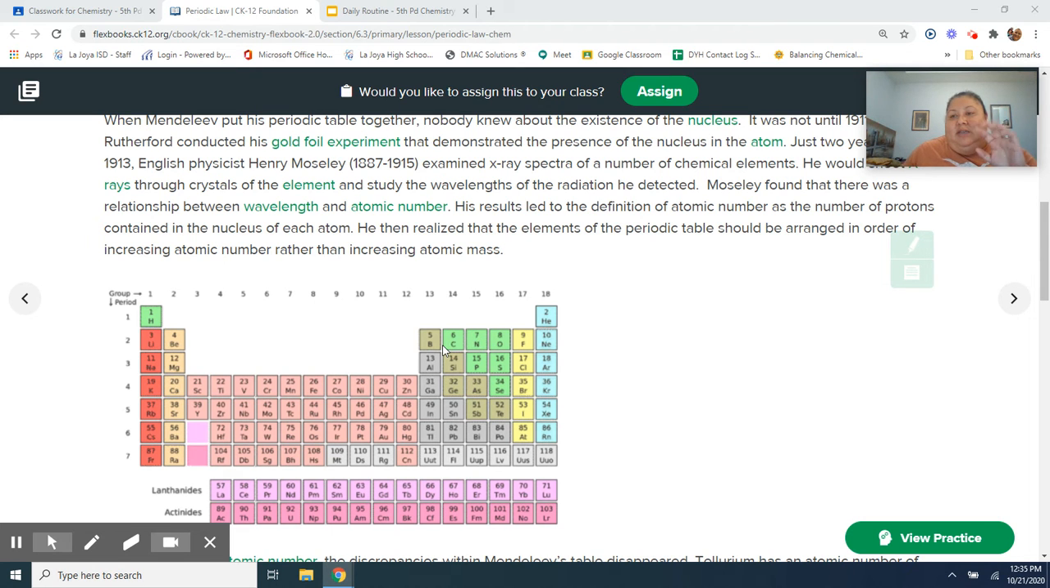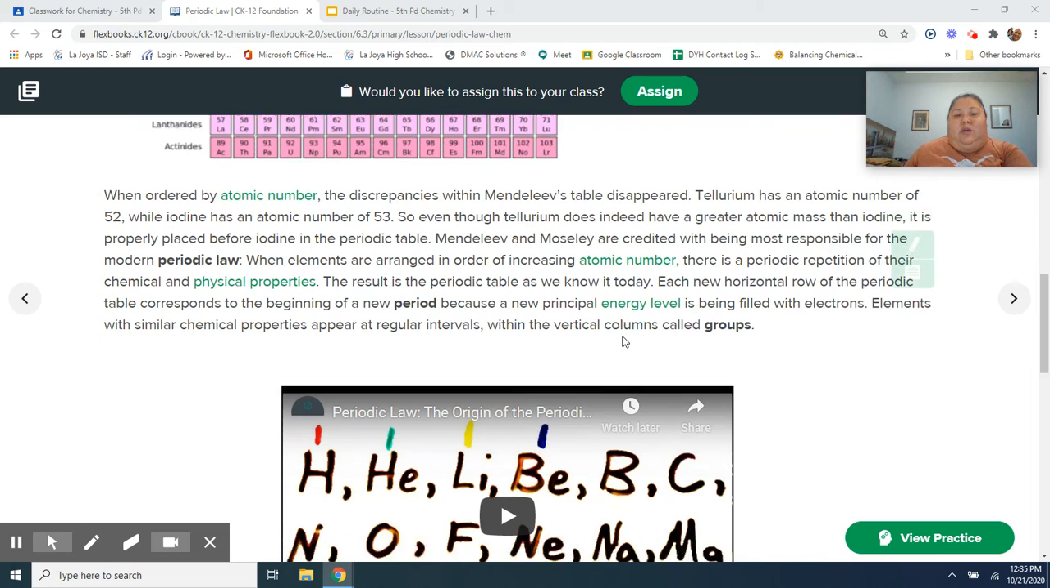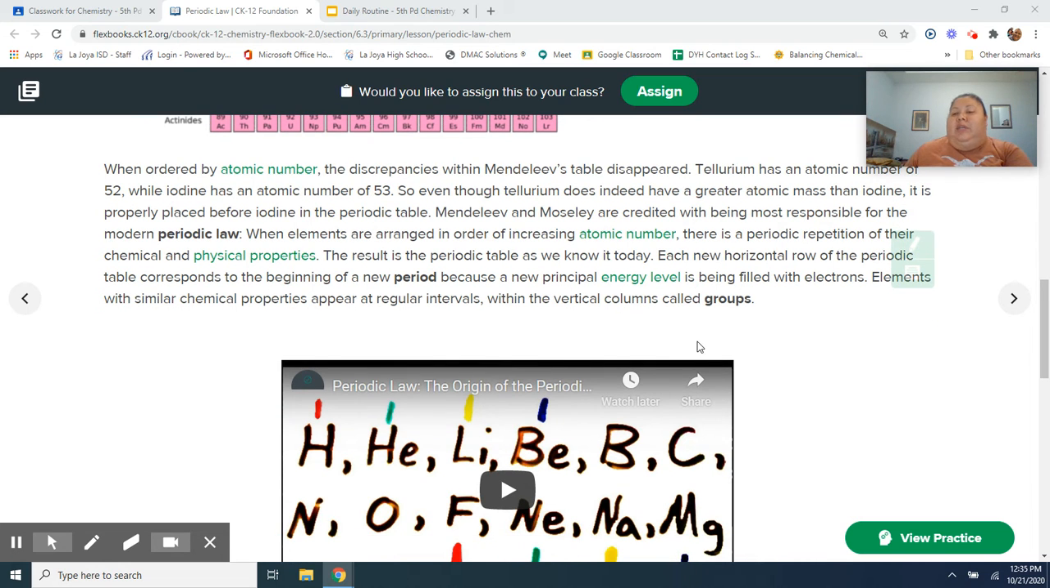For boron, the atomic number is 5, so it's going to have 5 protons in the nucleus. For oxygen, it'll have 8 protons. For fluorine, 9, and so on and so on and so on. Okay? Now, why? Why did he reorder the periodic table by atomic number?